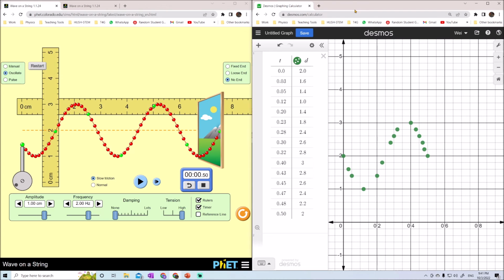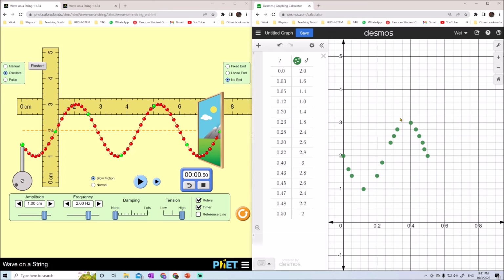Alright, the plotting is done. So now I have a displacement time graph for this particle in my simulation. I started with its displacement at 2, and then based on the motion, it starts to move down. For every some seconds later, I note the displacement. It's not a perfect plot, but you can see the shape.